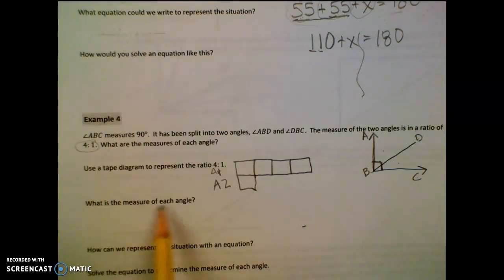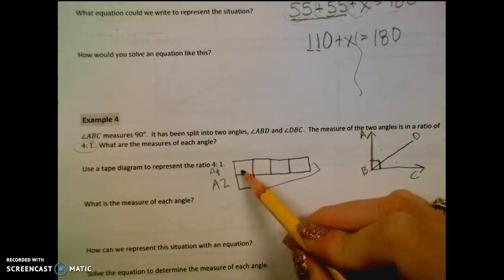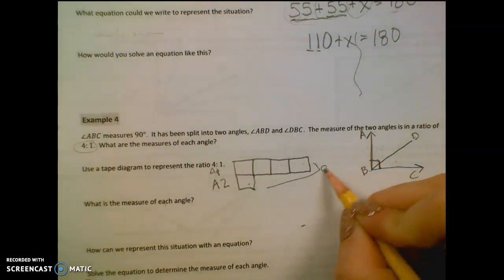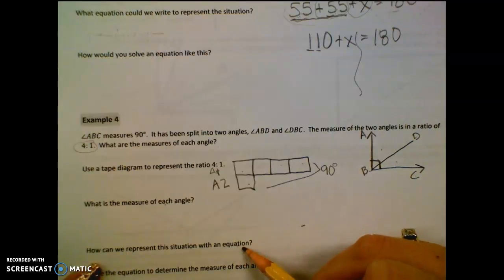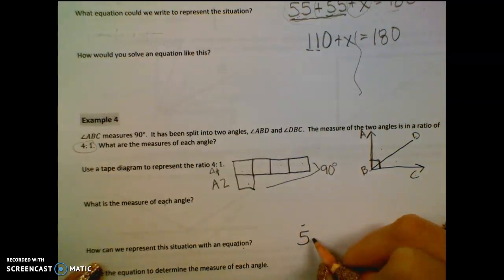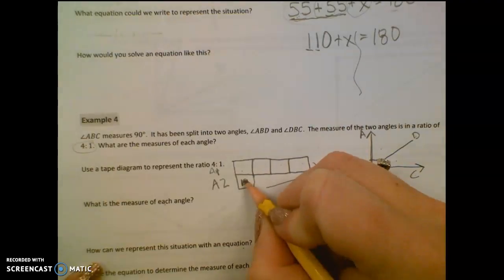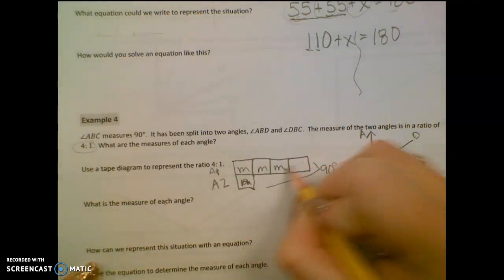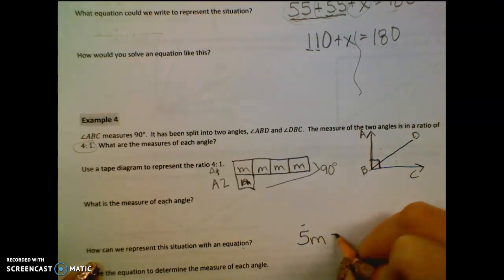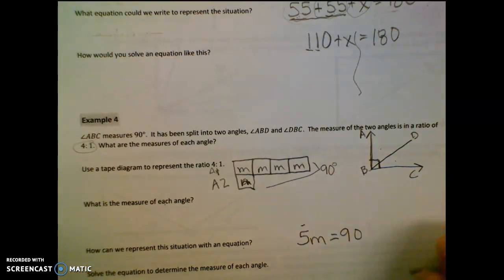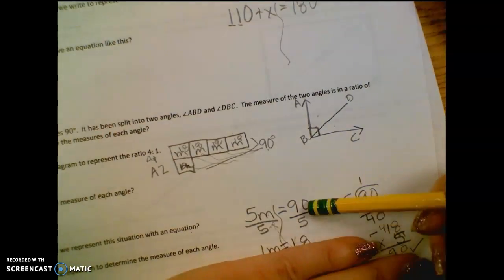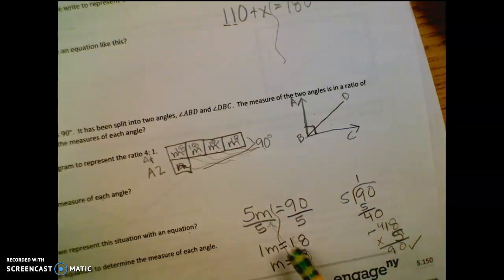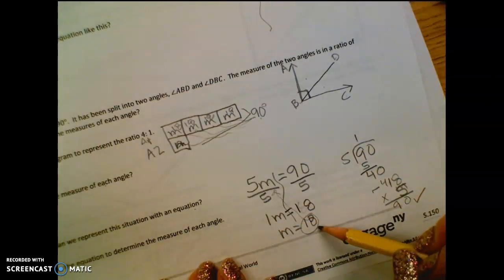So then, what is the measure of each angle? Well, what this tells me is these 5 parts together equal 90 degrees. So the equation that would represent that to me would be 5, and we could just call these m. 5 m's is the same as 90. Sorry, I was running out of time. So 5m divided by, or 90 divided by 5, that would be 18. So 1m would equal 18.